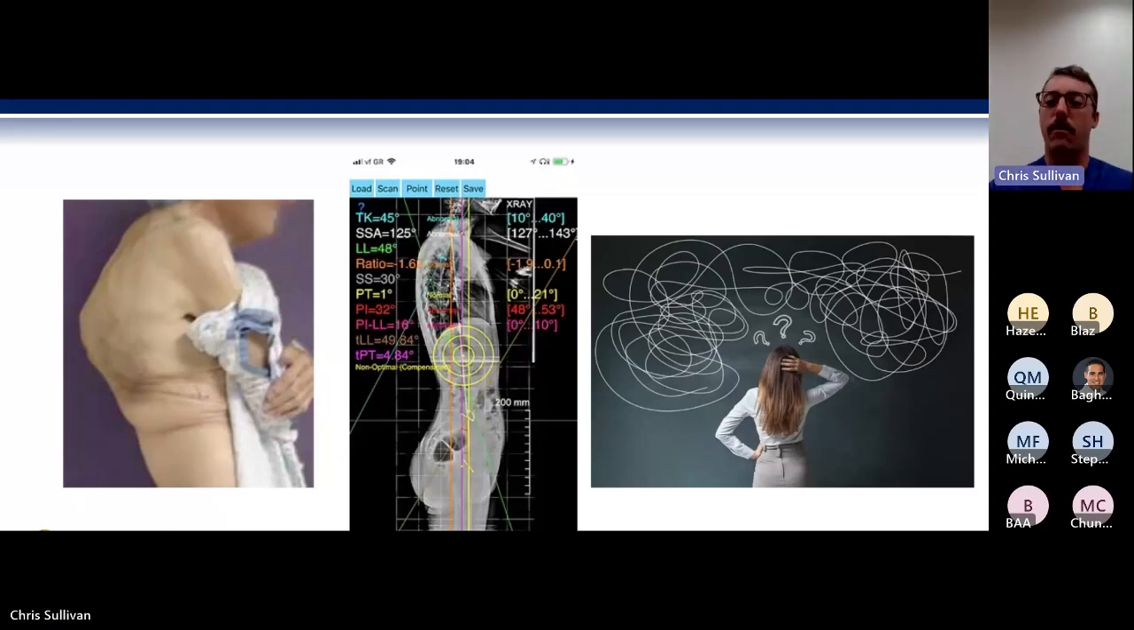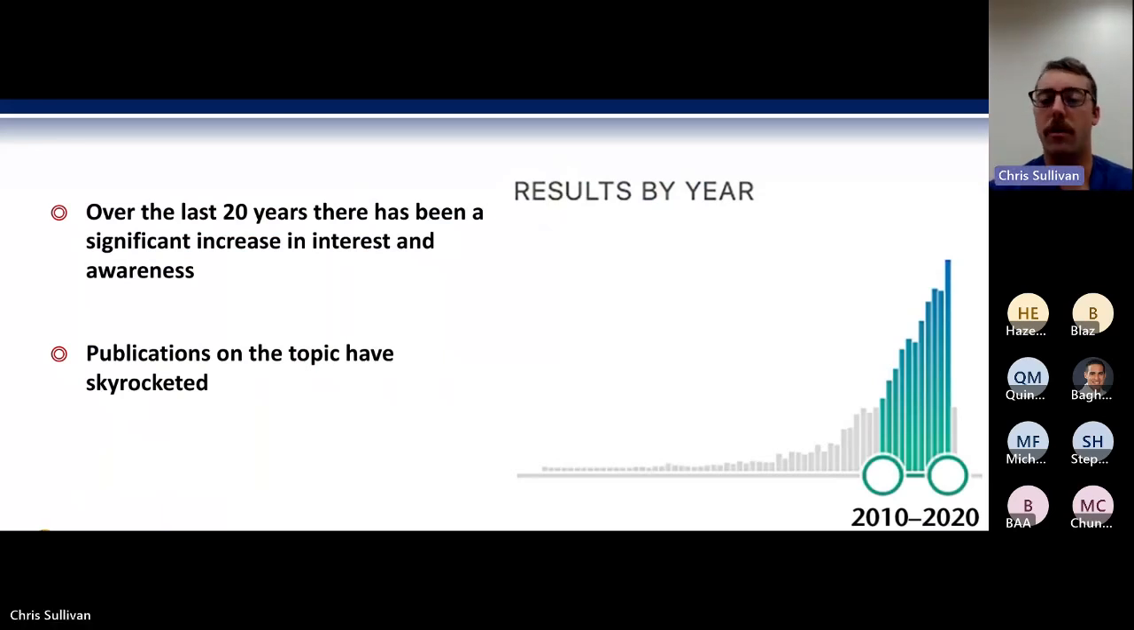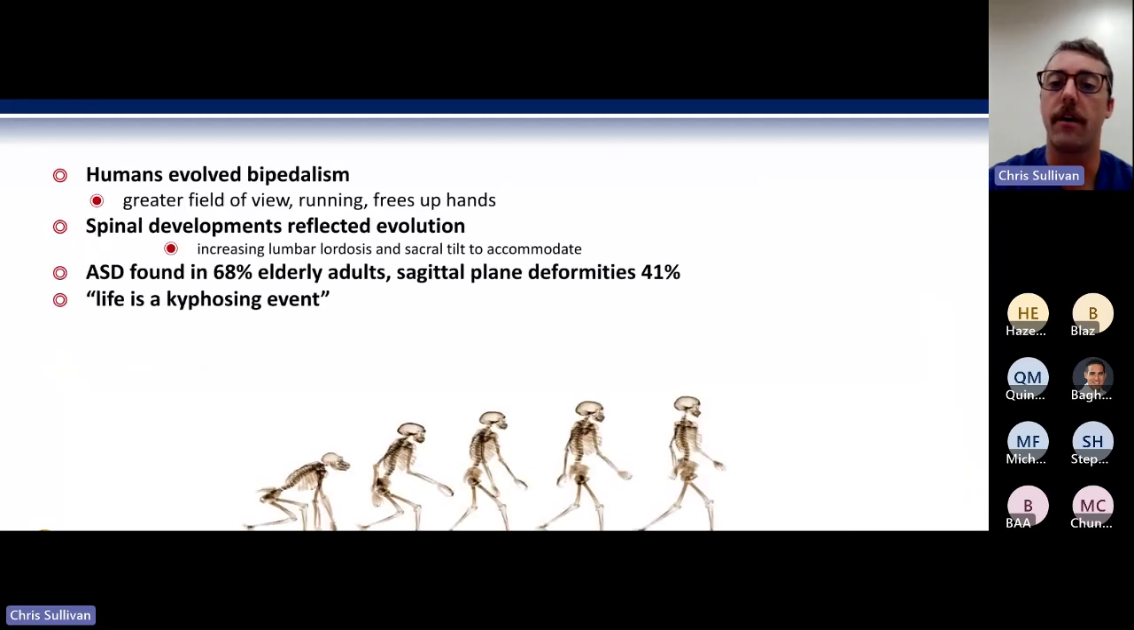Overall, this is somewhat of a newer concept in spine surgery. Over the last 20 years, it's really been a very interesting topic in orthopedic and neurosurgery literature. There has been a significant increase in interest, as well as publication bias. You can see in this graph a very significant increase over the last 10 to 20 years of articles that discuss spinal pelvic parameters and sagittal balance, whereas previously it was not as big of a topic and not something that was discussed all that much.